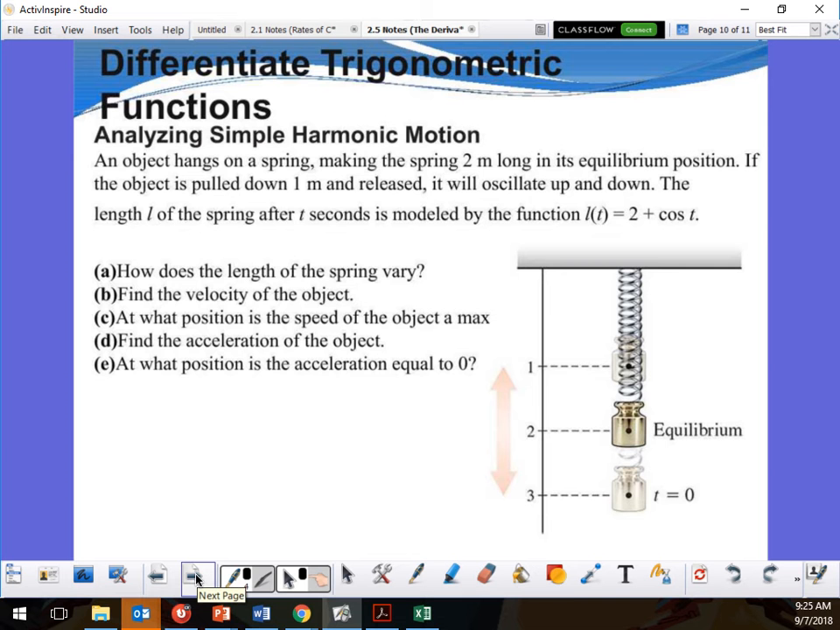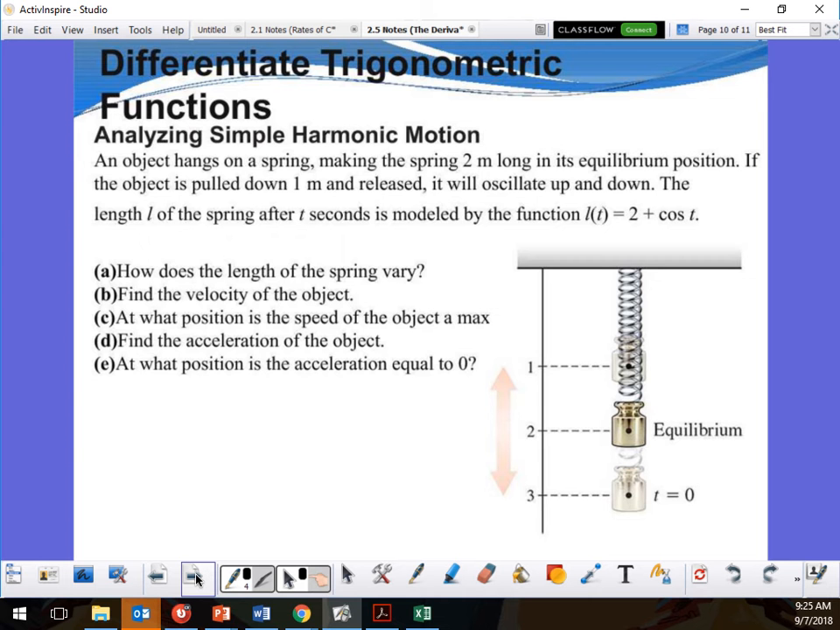Now, this one right here, an object hangs on a spring, making the spring 2 meters long in its equilibrium position. So if the object is pulled down 1 meter and released, it will oscillate up and down. The length L of the spring after t seconds is modeled by the function L of t equals 2 plus cosine t. Okay? So it says, how does the length of the spring vary? It varies from what to what?